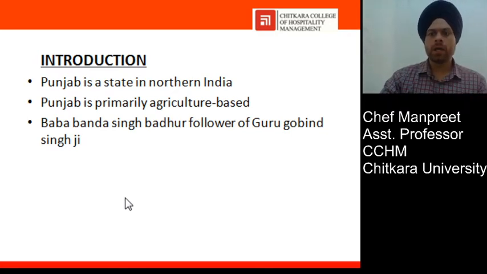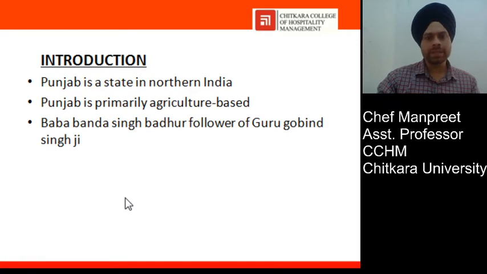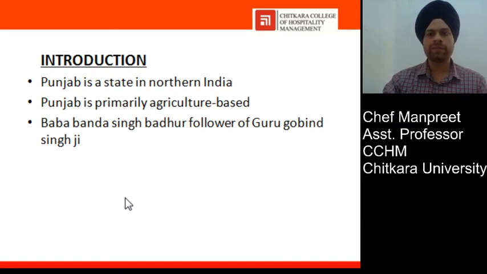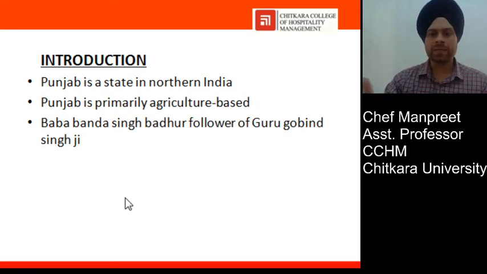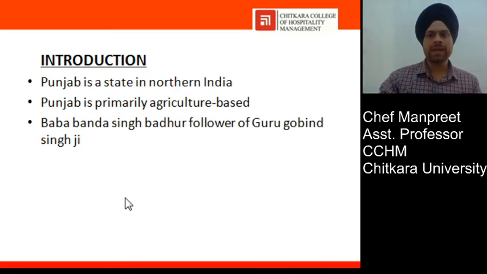During the period when the Mughals were in Punjab, Sikhism was not there. In Punjab, Sikhism was spread by Baba Banda Singh Bahadur, an ardent follower of Guru Gobind Singh Ji, the 10th guru of Sikhism. Sikhism is a religion purely based on Gurmukh Seva and giving and taking love and affection to other people.